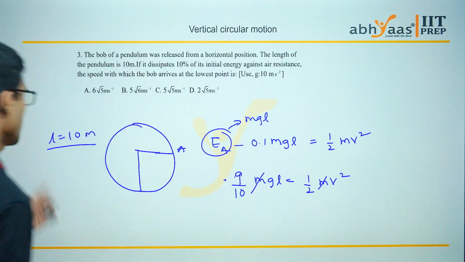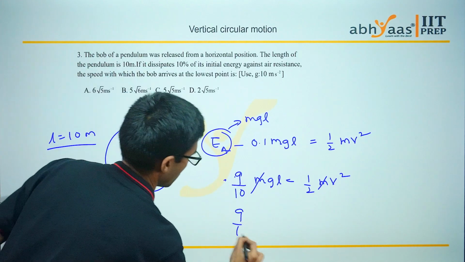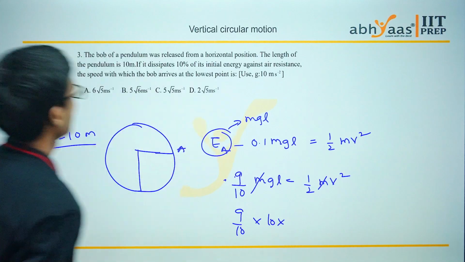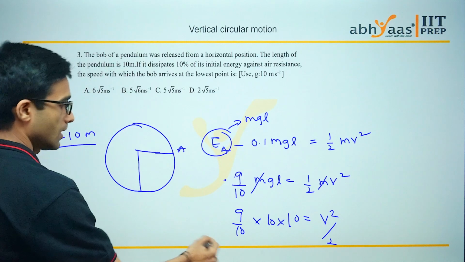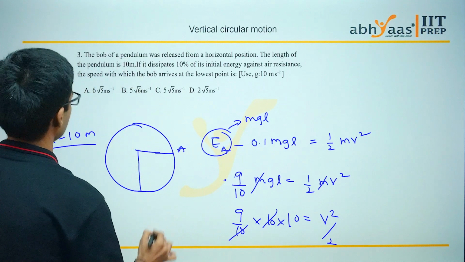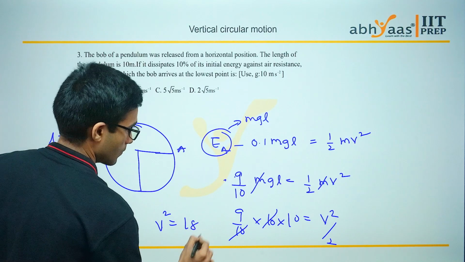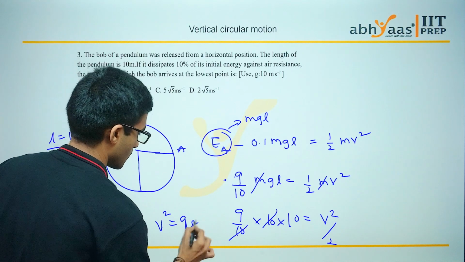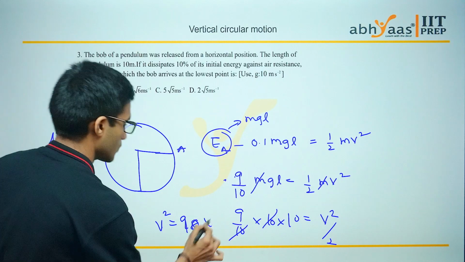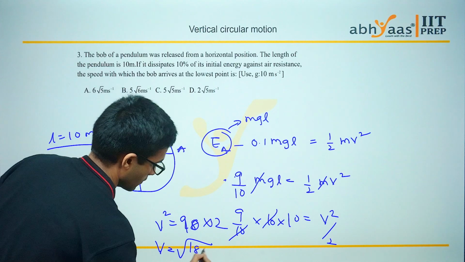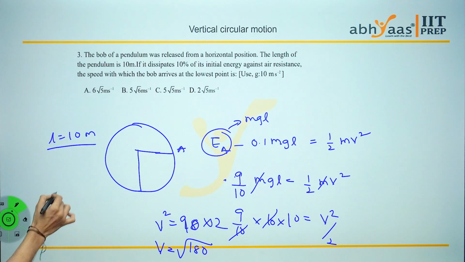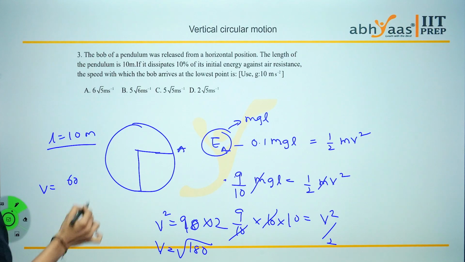M gets cancelled, and the remaining things you get directly. 9 by 10 into g value 10 into L value, how much? 10, is equal to V square by 2. That 10 gets cancelled. 90 into 2, V square equals 90 into 2, that is 180. V is equal to how much? Root 180. V is equal to 6 root 5.